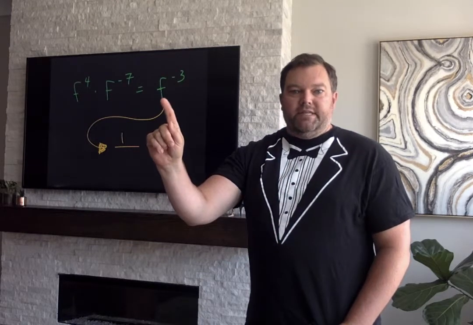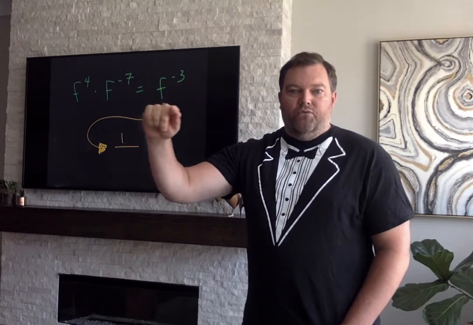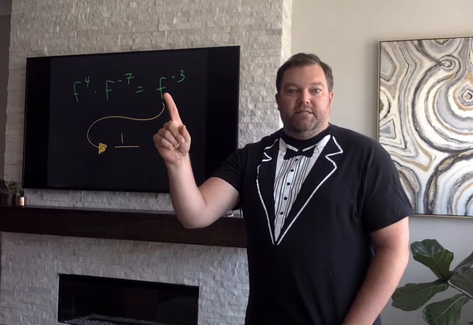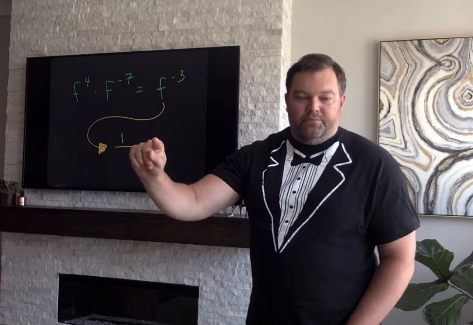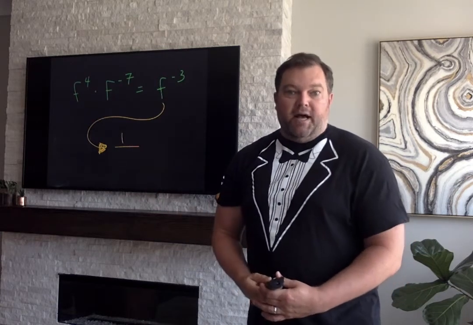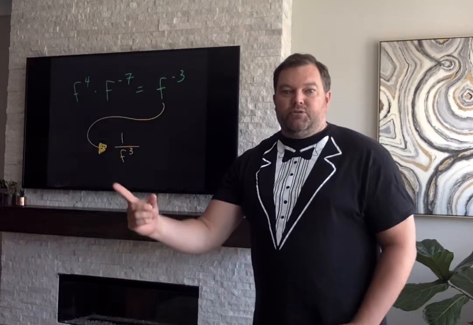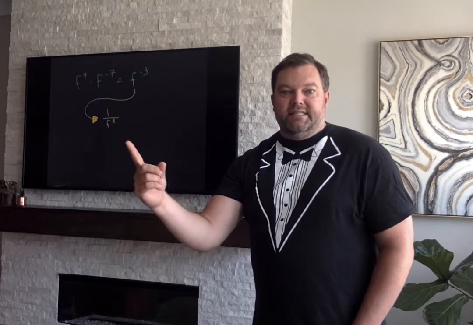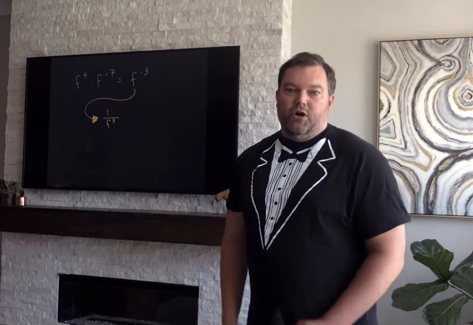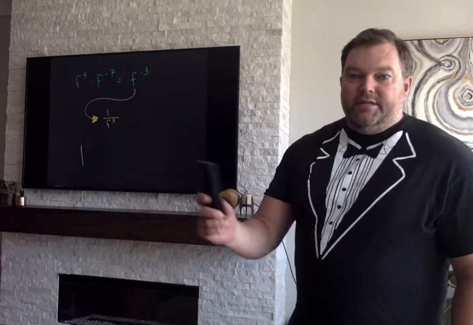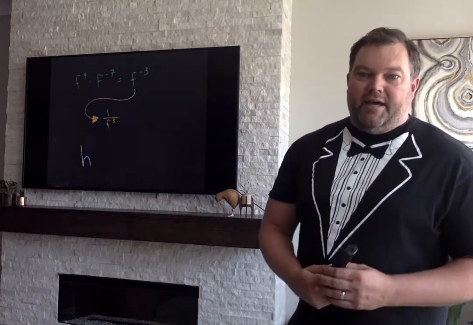So really this f to the negative 3rd is over 1. So I need to move this base, this f, to the bottom. And when I move it to the bottom, its negative 3 becomes positive 3. And so that's what this answer would look like. f to the negative 3 is the same thing as 1 over f cubed, positive. So that is something to do with negative exponents.